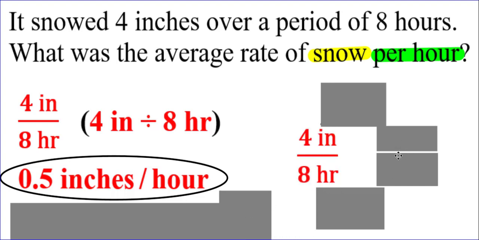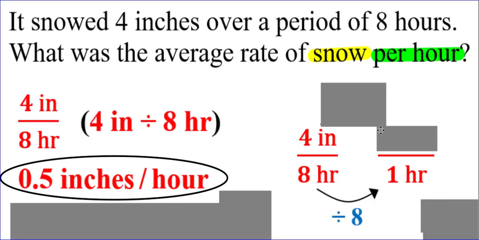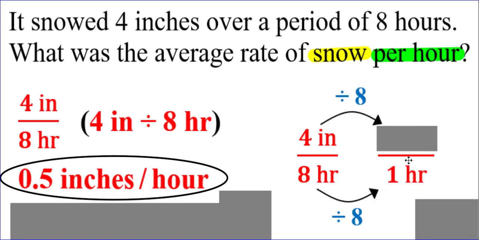Again, if you like setting it up, asking yourself how do you get the denominator to become 1, you can do it that way if you like. You would divide by 8, therefore you divide the numerator by 8 as well, and that gives you 1/2 of an inch per hour or for 1 hour.